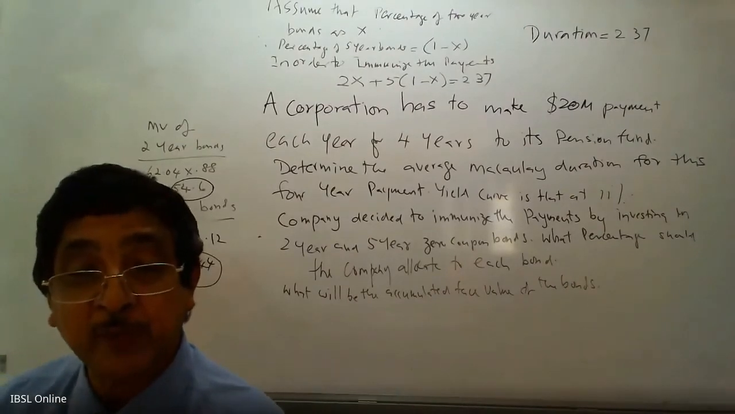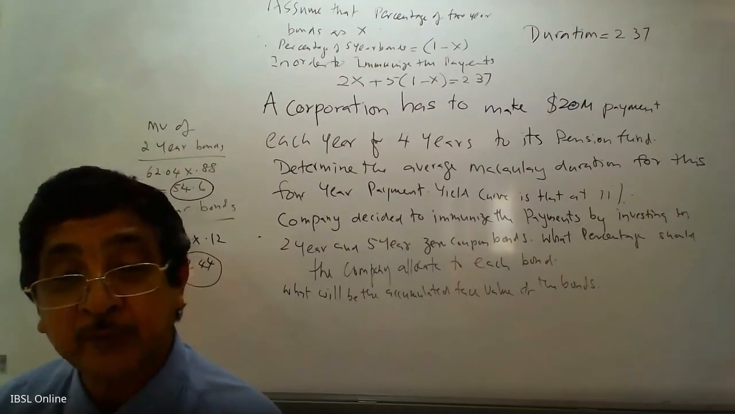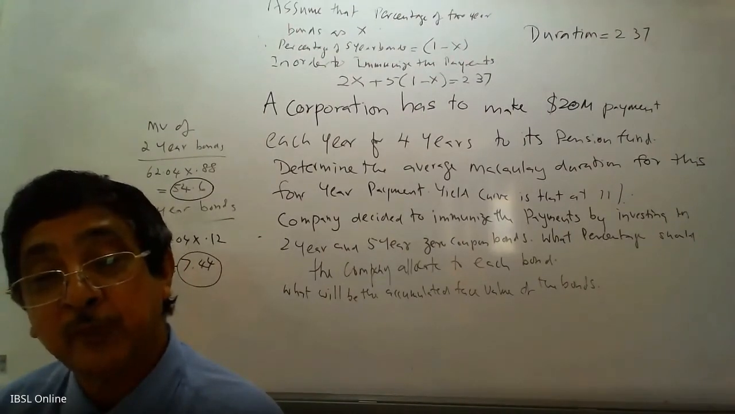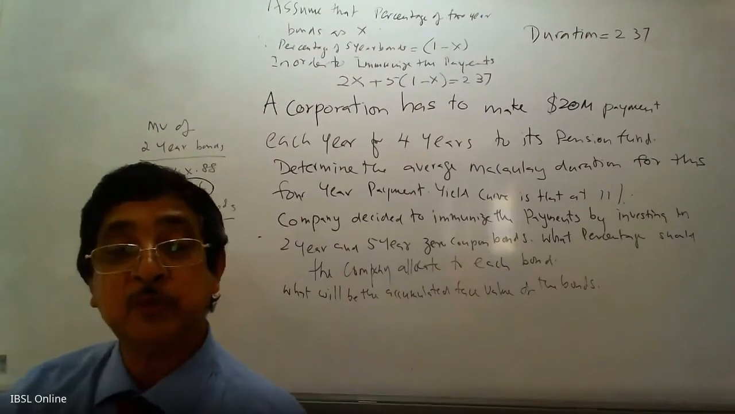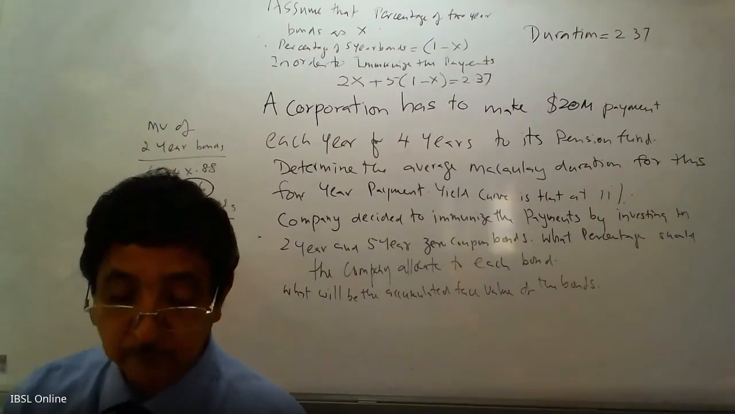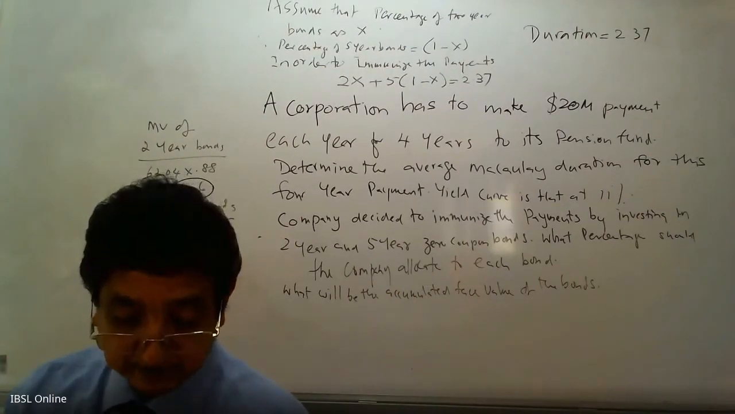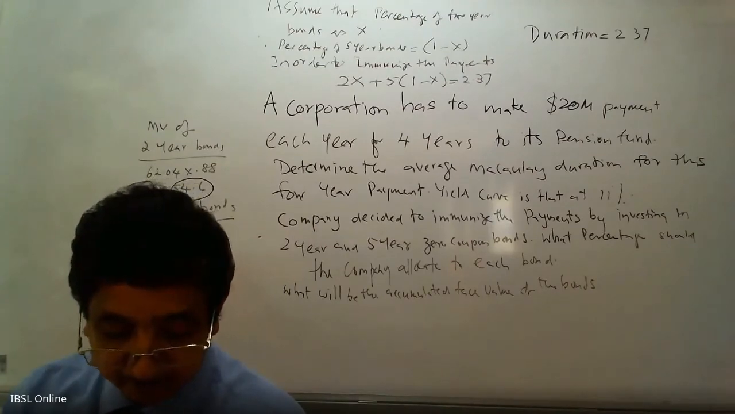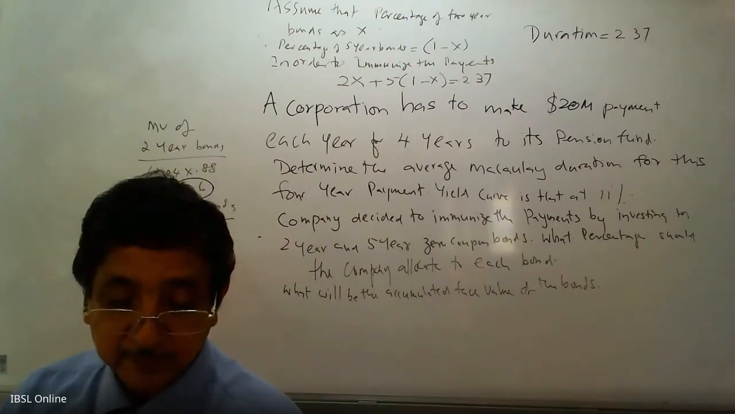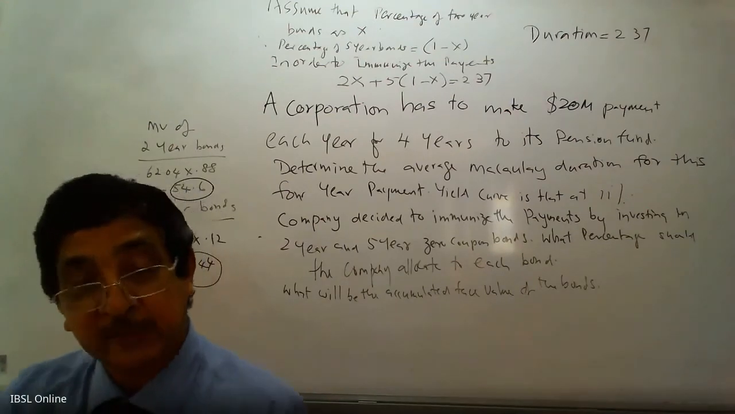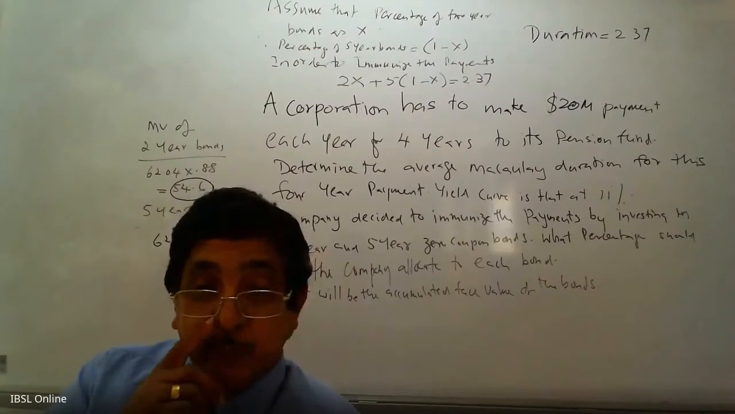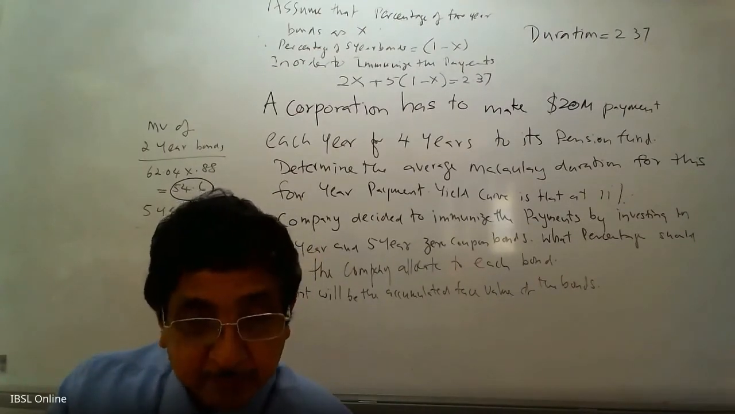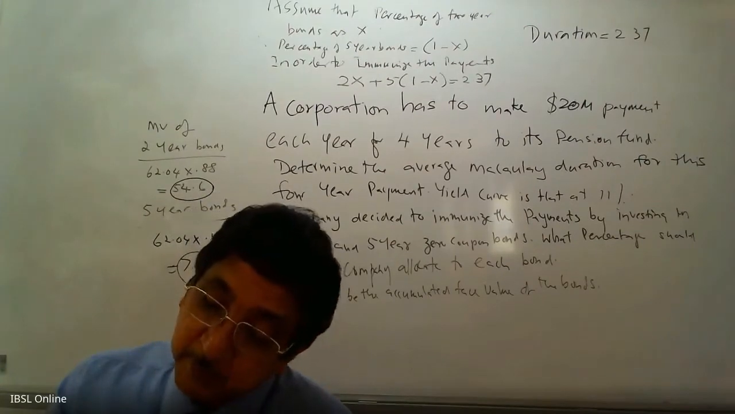67.27 and 12.54 will be the face value of these two bonds. So therefore, the total bond portfolio's face value will be 67.27 plus 12.54. That comes to 79.81. So that is the face value of the bonds which the company purchased in order to have this immunization.